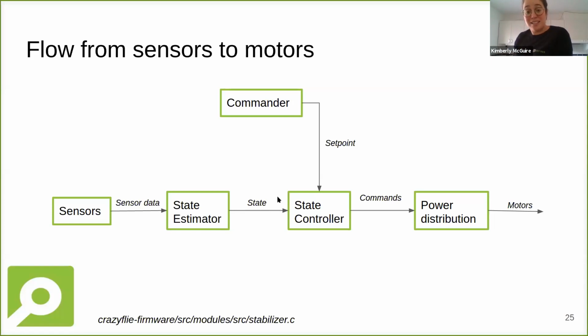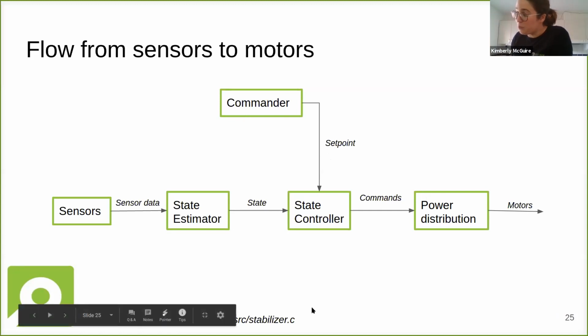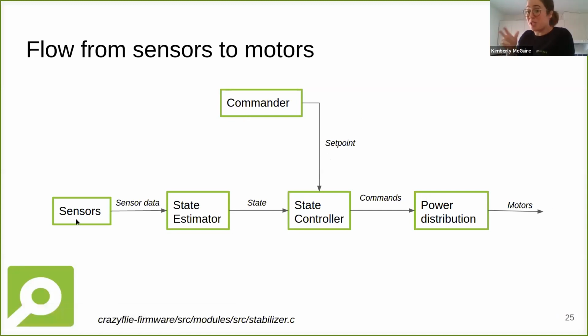Once you have a nice state estimated, you send that to a controller. And that controller, of course, needs a desired state that it wants the Crazyflie to be in. That's what the commander is doing. It sends out the set point to the state controller. It compares that with the estimated state, and sends out commands to the power distribution, which distributes to the motors. And finally that will affect what the sensors read, because the Crazyflie will fly, and then the sensors will be disturbed in a certain way. So this is a very rough overview.